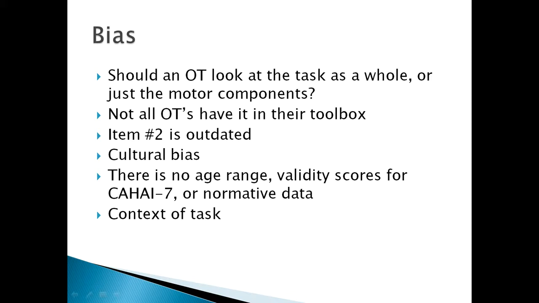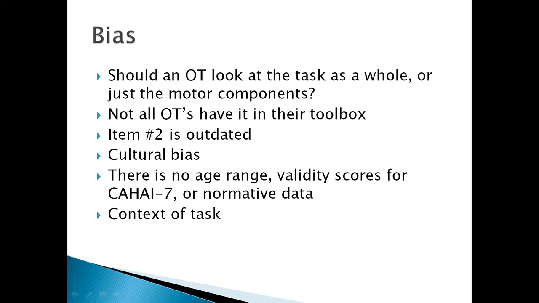OTs from the same study also reported that they did not have this inventory in their OT toolbox because they instead normally used the biomechanical measurements such as range of motion and grip strength. Item number 2 is outdated because many individuals do not have the type of phone required for this assessment due to cell phones. For example, in the inventory manual, it requires you to use a phone that has a receiver, which most people used to have house phones, but they really don't anymore.